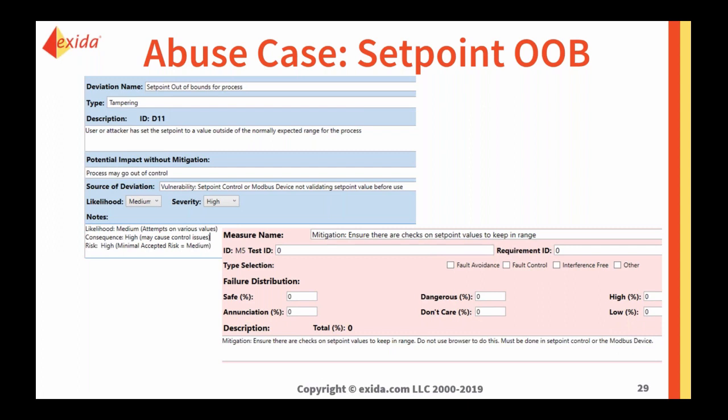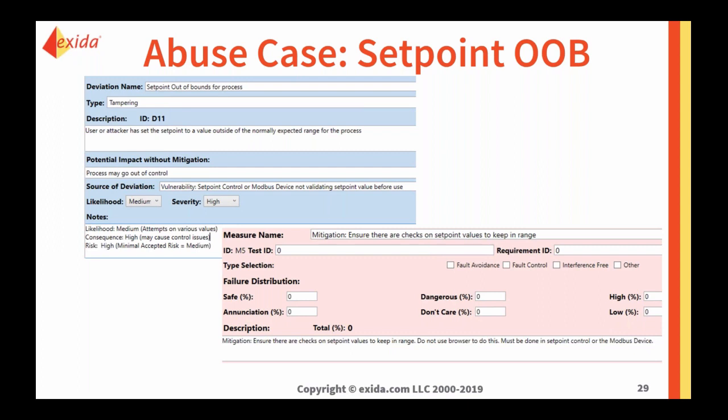mitigate this. So we create another node within ARCHx that's our mitigation node, and that lets us decide how we can mitigate the out of bounds process. And what we've decided is ensure there's checks on the set point range values to keep it in range.